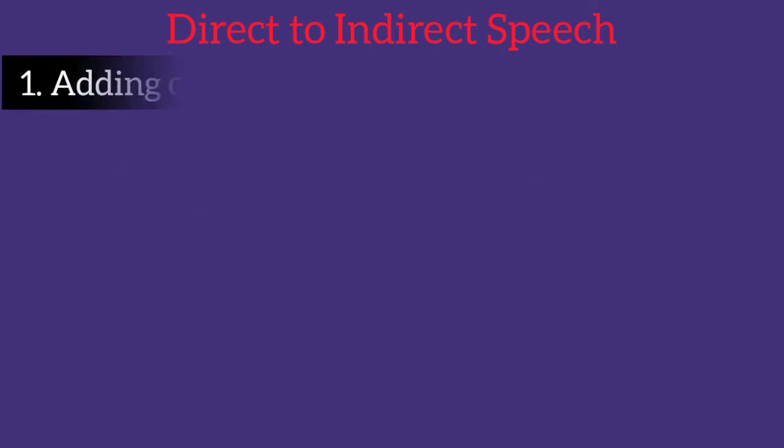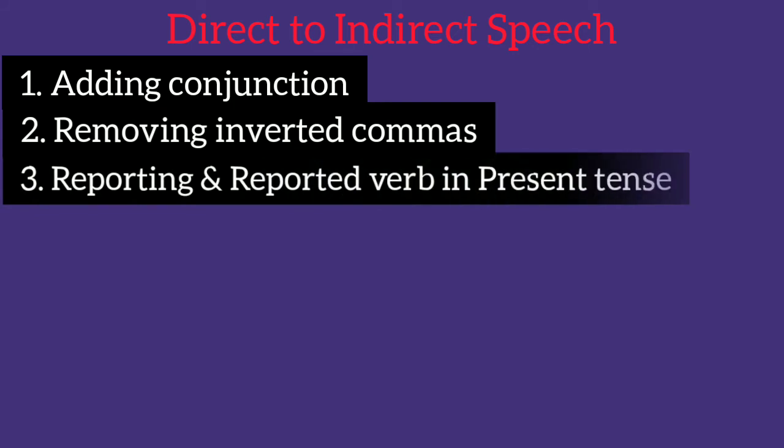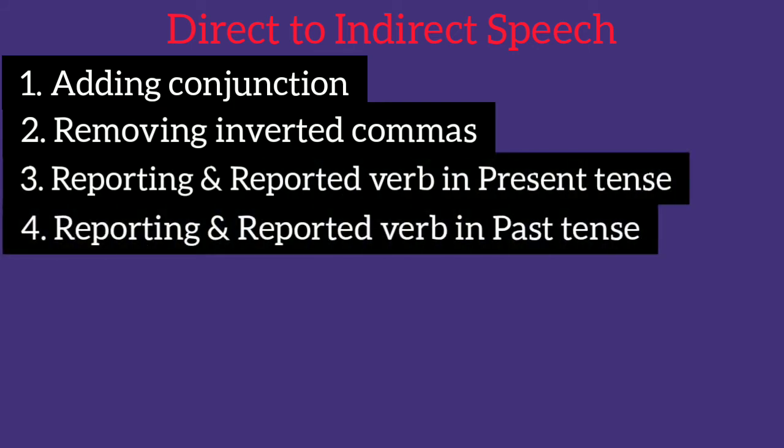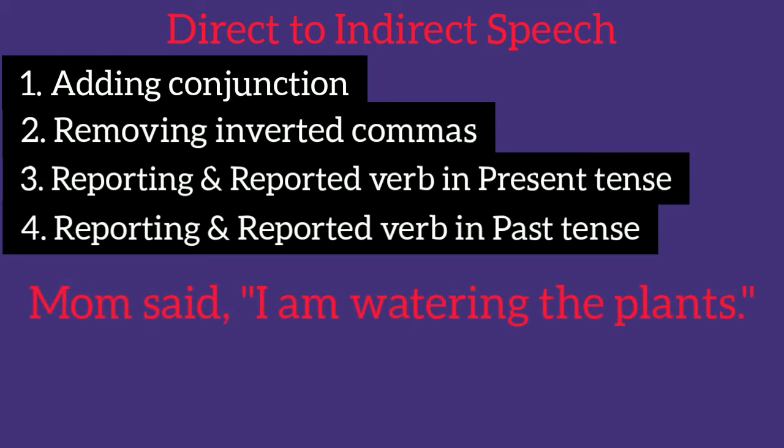You must apply all these 4 rules wherever necessary while converting from direct to indirect speech. Let us now try out some examples by applying these rules. Mom said, "I am watering the plants." As you see here, the reported part is within the inverted commas. So it is direct speech.